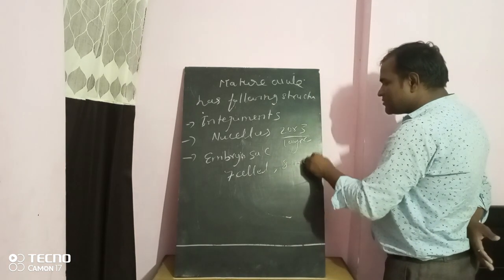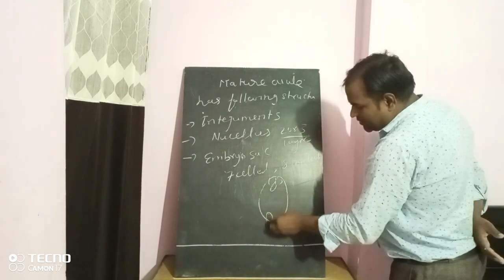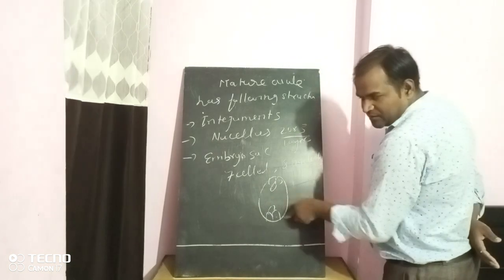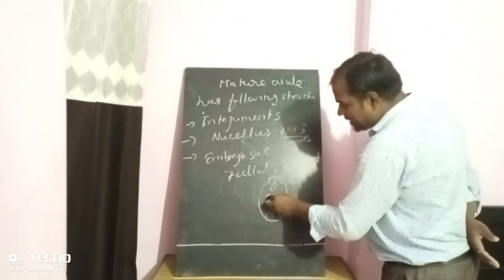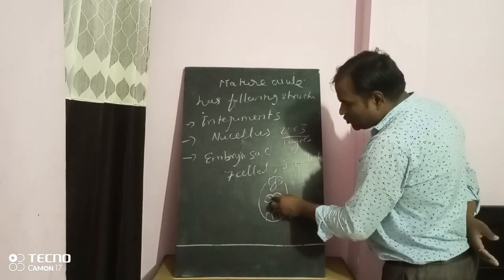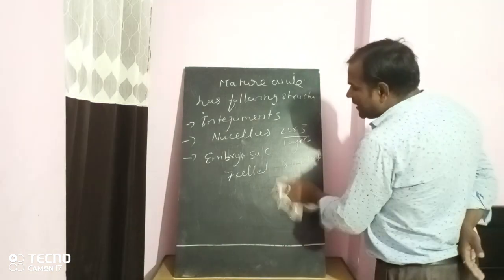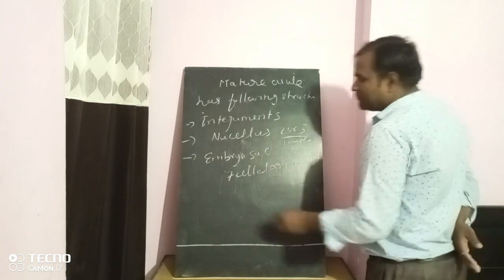Eight-nucleate, why? Because you see that three cells towards this end and two cells there have six nuclei, three here, three there, but at the center there is one cell with two nuclei. The total is eight nuclei. So that's why the embryo sac is a seven-celled or eight-nucleate structure.